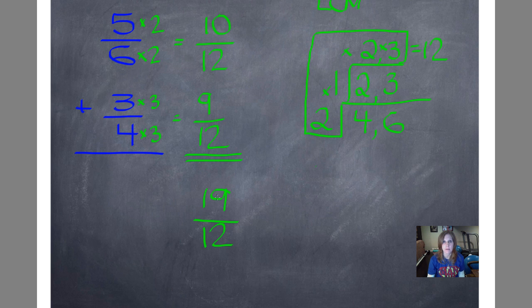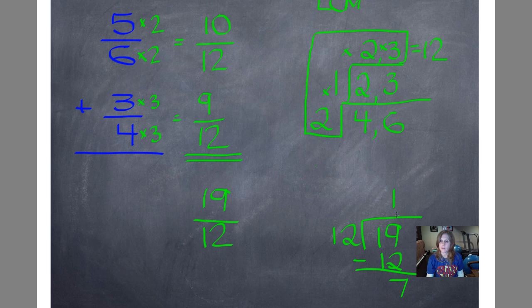Whoa, what's wrong with that? That's right, it's an improper fraction. So we read it 19 divided by 12. We'll write our 19 divided by 12. 12 goes into 19 one time. 12 times 1 is 12. 9 minus 2 is 7. 1 minus 1 is 0.